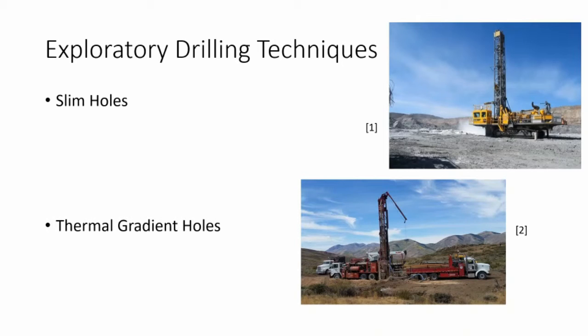Thermal gradient holes are also narrow but are drilled to shallower depths, around 1.2 kilometers at maximum. This means that they can be drilled more quickly and only require a truck-mounted rig. The temperature gradient of these holes is measured to gauge the thermal potential of the location. Hydrologic data about the region can also be generated if many holes are drilled.